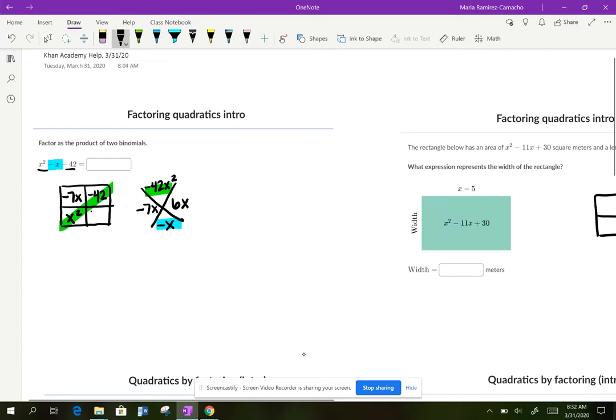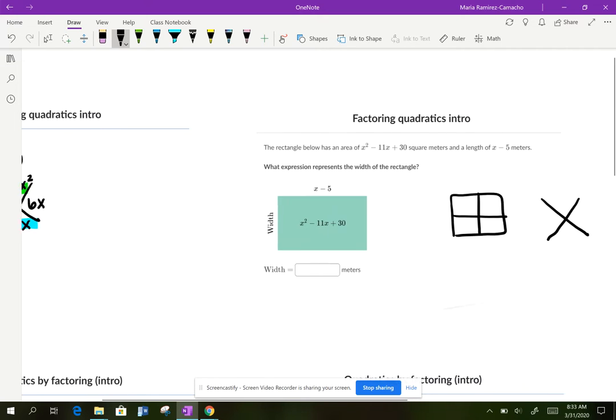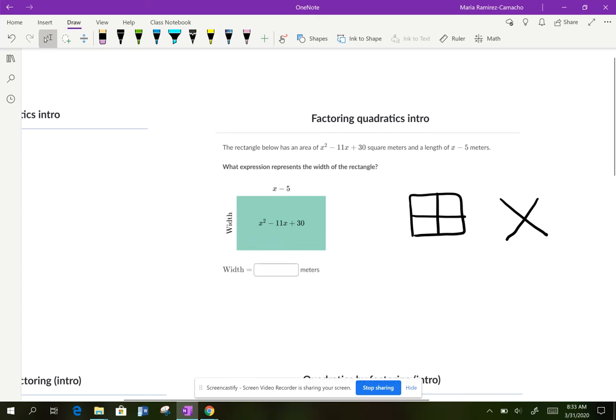Put these back into the generic rectangle and find your length and width. X times x, x squared. X times negative 7 is negative 7x, and then x times 6 is 6x. So this is what we would put as our answer, just our length times our width, or width times length. You can put x minus 7 first. That is okay.